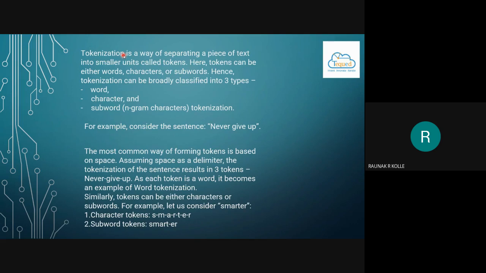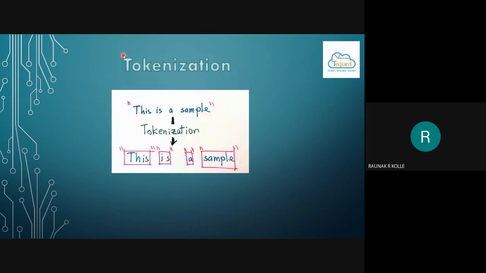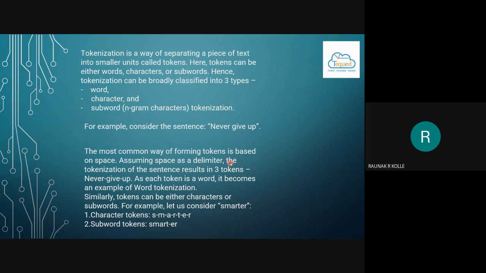Tokenization is a way of separating a piece of text into smaller units called tokens. As you saw in the previous slide, the sentence "this is a sample" is broken down into the tokens "this," "is," "a," and "sample." Tokens can either be words, characters, or subwords. Hence, tokenization can be broadly classified into three types: word tokenization, character tokenization, and subword or n-gram characters tokenization.